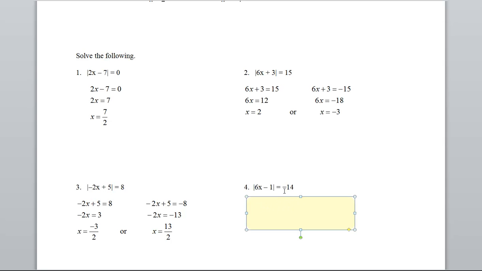This one, I always like these, but you never get enough of them. Absolute value cannot equal a negative, so this should be no solution. No real solution. So that's it for this part.